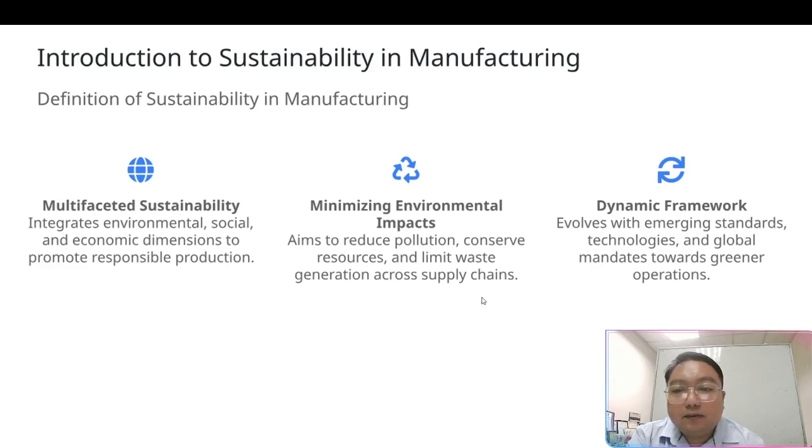Sustainability is multifaceted. It integrates social, environmental, and economic dimensions to promote responsible production. We want to minimize environmental effect and aim to reduce pollution, conserve resources, and limit waste generation across supply chains. And it involves emerging standards and technologies and global mandates towards greener operation.